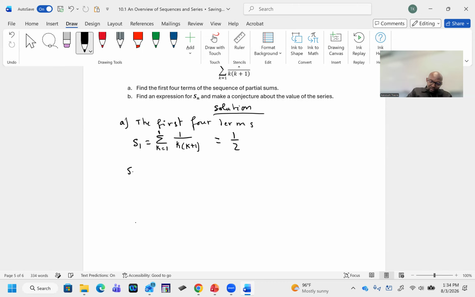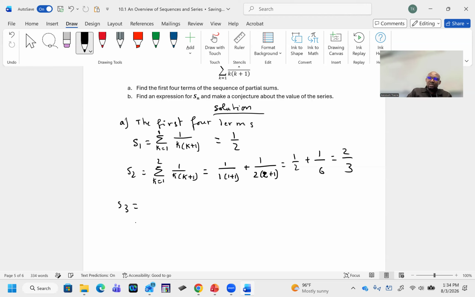S2, which would be the sum of 1 divided by k times k plus 1, k starting from 1 to 2, would be equal to, because if you substitute 1, let me do it by hand so you can see, you will have 1 times 1 plus 1, plus 1 divided by 2 times 2 plus 1, which would be 1/2 plus 1/6. That will give us 2/3, right?